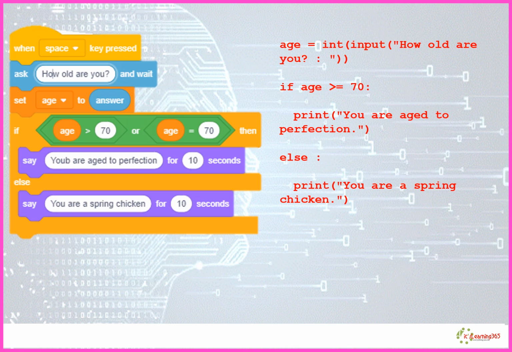I've then got this if-else block that's used to make the decision, and it checks if the age is greater than 70 or the age is equal to 70, then say "You are aged to perfection." Else, say "You are a spring chicken." Let's take a look at how this would work using the Python code step by step.